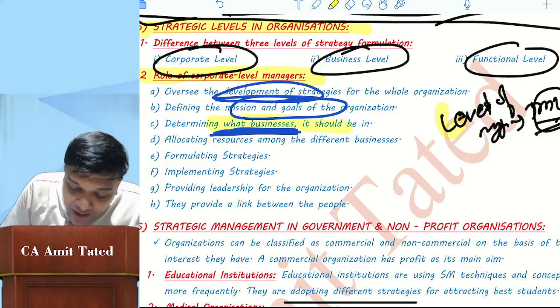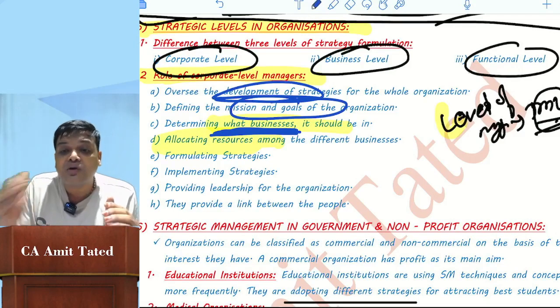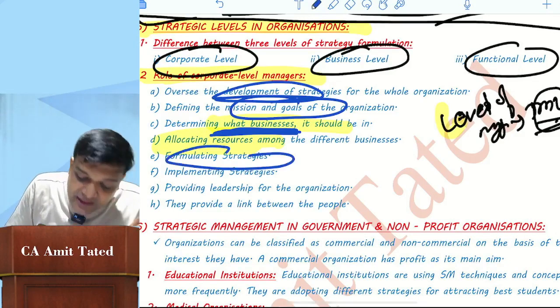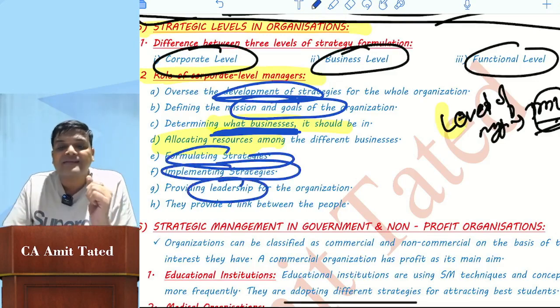Next point, they will allocate the resources. Which business requires which resources? They will allocate that. They will formulate the strategies. They will implement the strategies. They will provide the leadership in the organization for implementing the strategies.